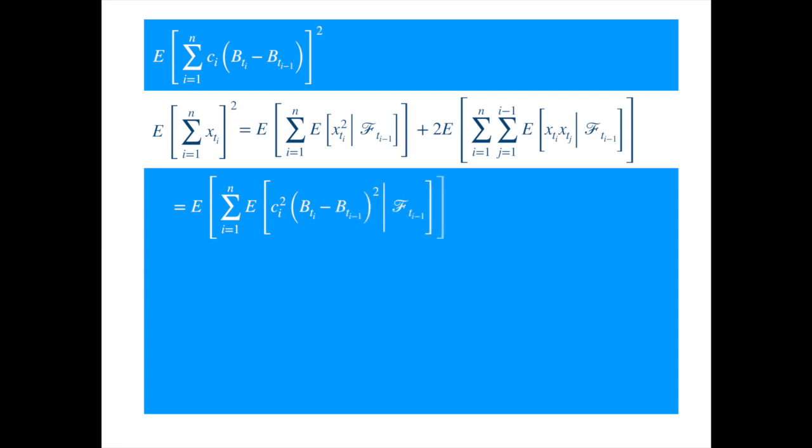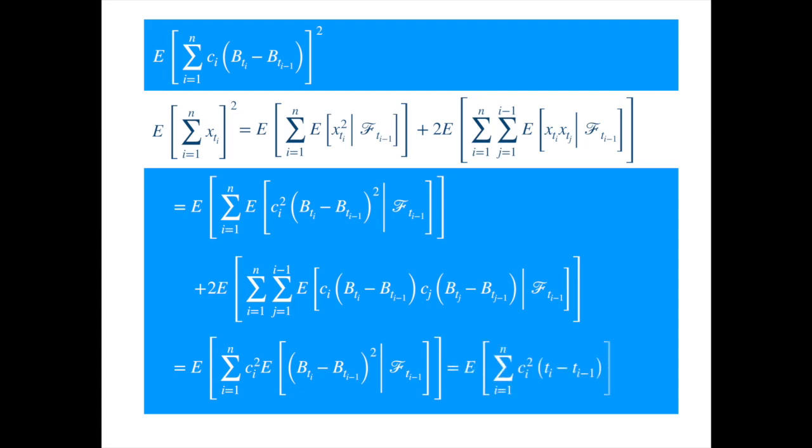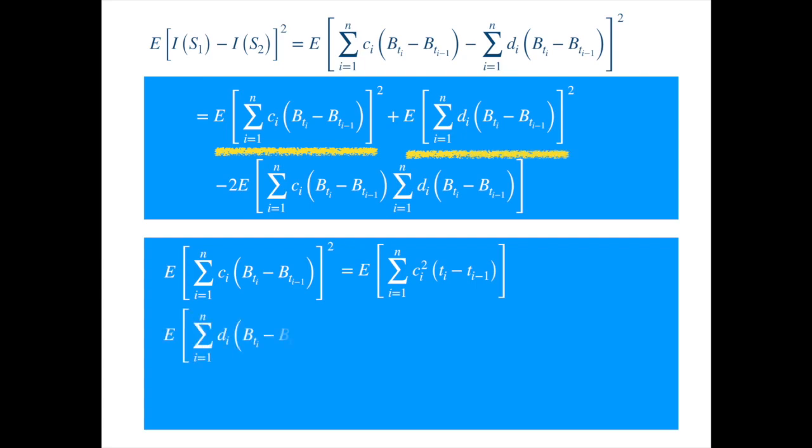Substituting for x, we get. We have just substituted c times the Brownian increment for x. Now, we can take c out of the conditional expectation because it is non-anticipating by assumption. The cross term is 0 because the Brownian increments in disjoint intervals are independent. And we know the expected value of the square of the Brownian increments is equal to the length of the interval, so we get. That's the first term. Done and dusted. The second term is a repeat, so we just replace c with d.